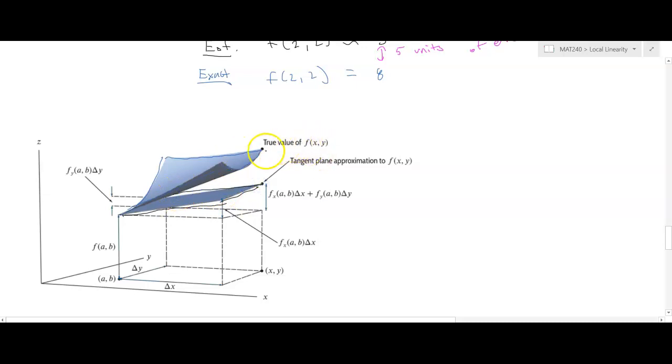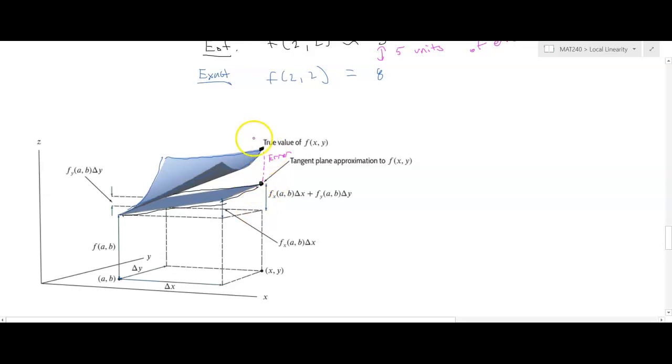Okay, so the true value of f of x, y is some point there. And if we use our plane to approximate it, we're going to get some point there. And the distance between them represents the amount of error that we get. So this is all error. We are undershooting our value, in this case by what appears to be a fairly large amount.